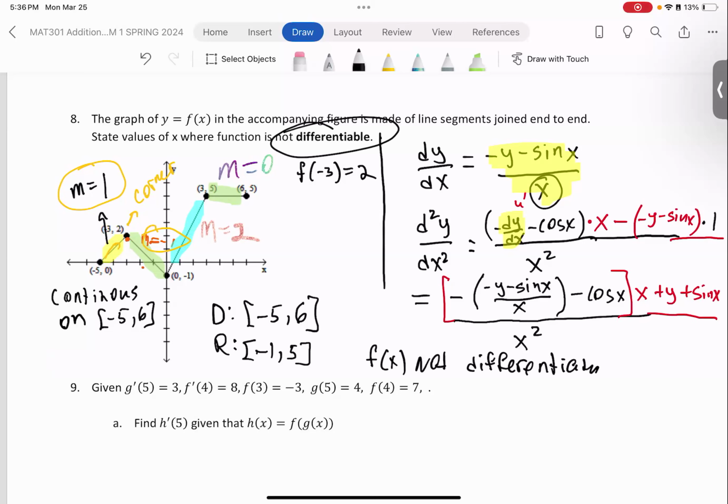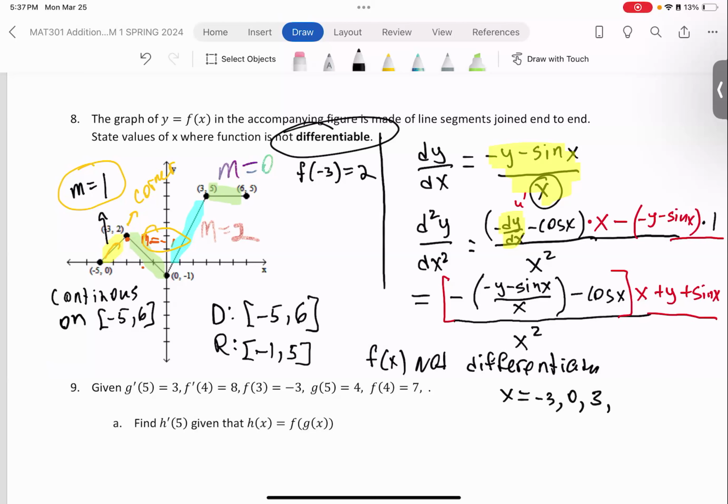And let's just write them down. So what is it? At x equals -3, 0, and 3. Now, what about -5 and 6? We do not include them either, because those are the places where graphs start, so we don't really know what happens before and after. So you don't say that it's differentiable at those points either.